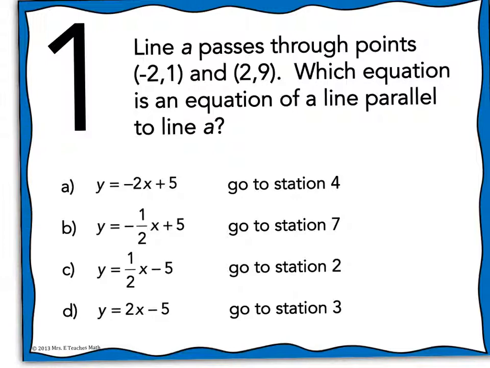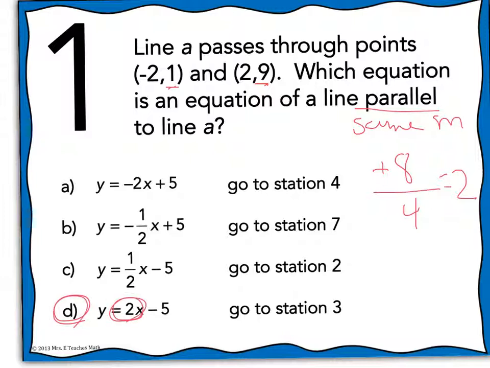All right, so we have these 2 points, and it wants to know which one is parallel. So we know parallel means same slope. So let's find the slope. From 1 to 9 is 8 places, and from -2 to 2 is 4 places. So the slope here would be 2. To be parallel, we want to have the same slope, so we want the one that also has a slope of 2, so that would be D. So this question would send us to station 3.